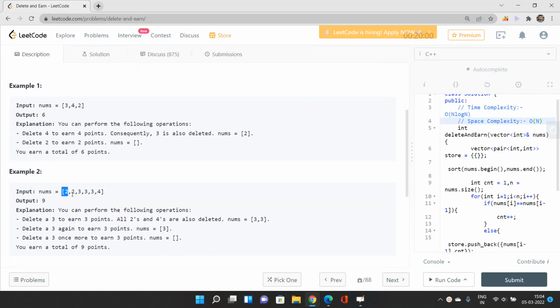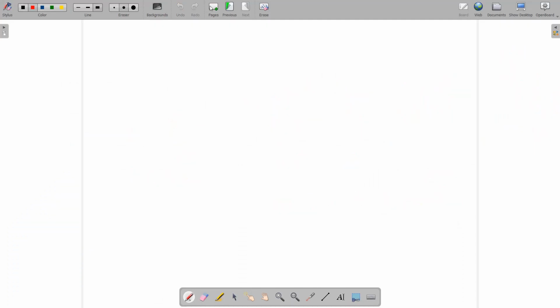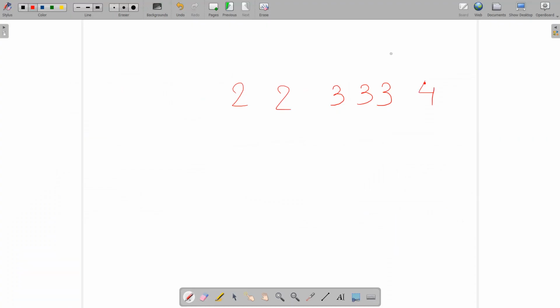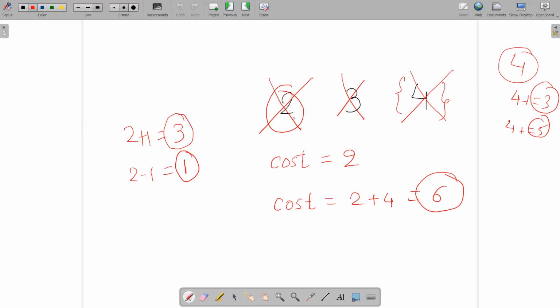So let us understand how this will work. 2, 2, 3 times 3 and 4. Also one thing that you need to take care of in this problem: in this example, I have chosen 2 first. Like I will start choosing with the value 2. You can choose some other element also. Let's say you have chosen 3. So for instance, let's say I am choosing 3, so cost would be 3.